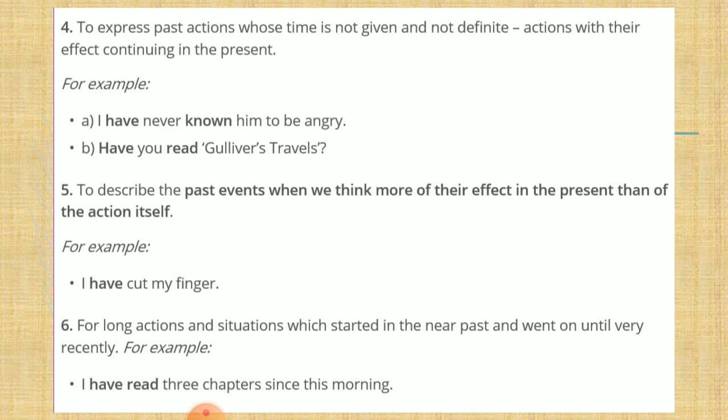Next one, to describe past events when we think more of the effect in the present than of the action itself. Like if you are cutting the fruits and the knife cuts your finger, you say I have cut my finger because the effect is in the present, that the finger has a cut and it's bleeding. So to depict the present effect we use this tense. For long actions and situations which started in the near past and went on until very recently, like I have read 3 chapters since this morning. Now since this morning is telling about the past and I have read, maybe he has just finished, is telling about the present.